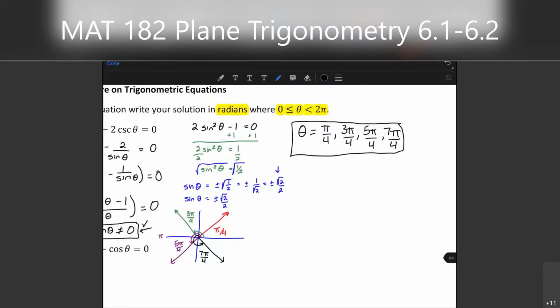And again, we can stop because we're only going to be finding solutions from 0 to 2 pi. So we don't need any coterminal angles to these. We're just looking at the first rotation of our unit circle.